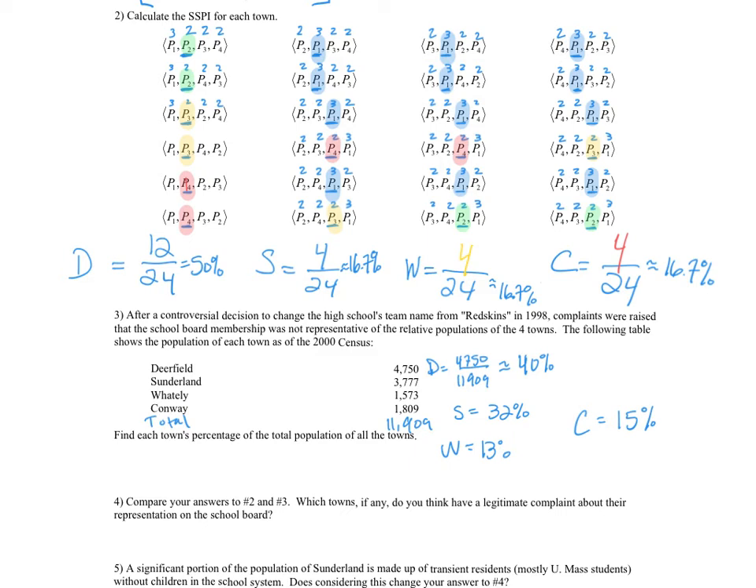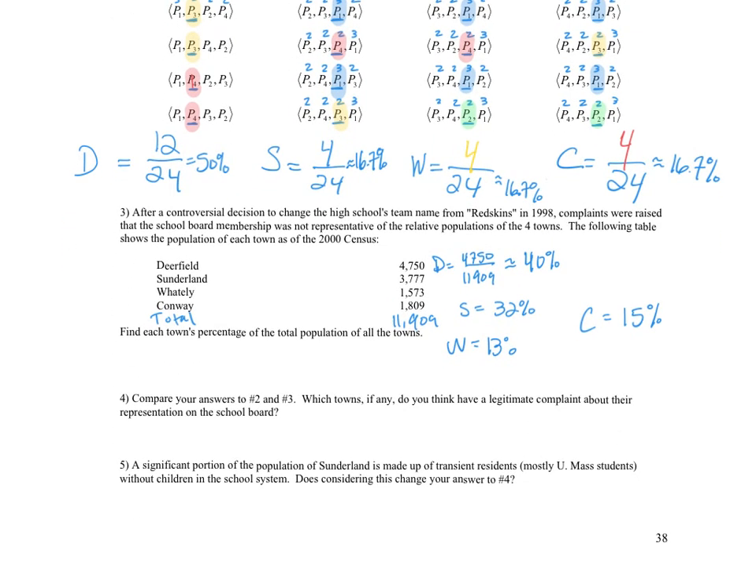Okay, so if we compare, which towns, if any, do you think have a legitimate complaint about their representation on the school board? So Deerfield has 40% of the population and 50% of the power. Is Deerfield complaining about this? No. They have more power than they should, right? They have 40% of the population, but 50% of the power. So more power than their population suggests they should have. So no complaint out of Deerfield.